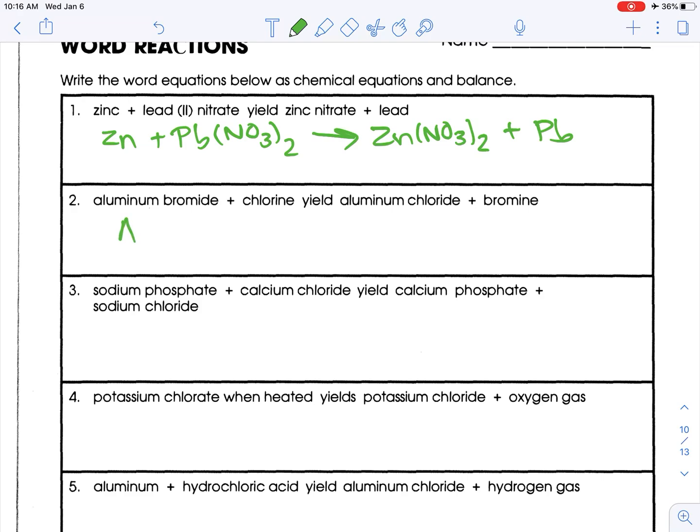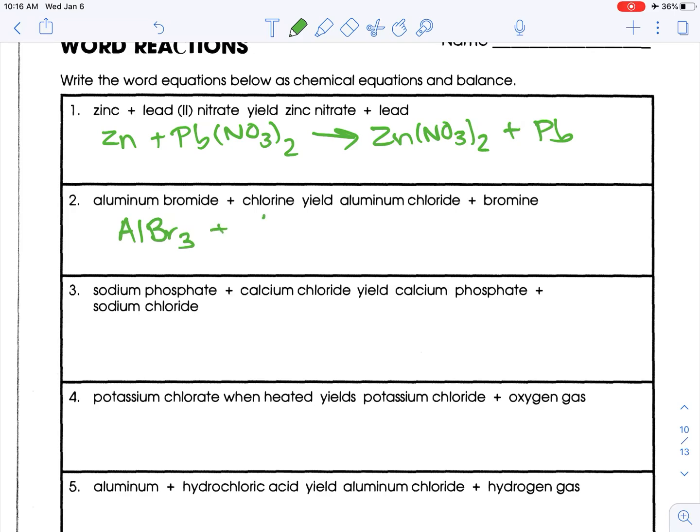Aluminum bromide. So aluminum, which is a plus 3. Look it up on periodic table if you're not sure. Bromine is a minus 1. So let's crisscross, and we get AlBr3. Your final formula should not include any charges, so make sure that's not there.